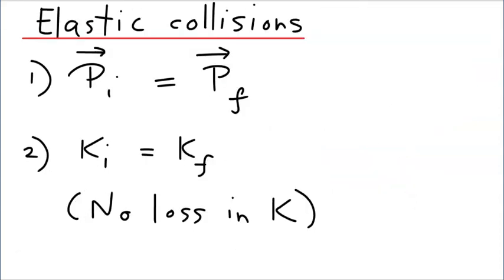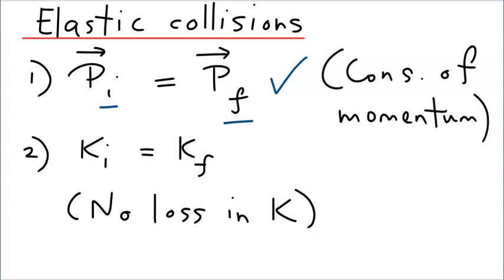The definition of elastic collisions is as follows. Elastic collisions are collisions for which the momentum is conserved. That is, the momentum of the system before the collision is the same as the momentum of the system after the collision. So, conservation of momentum applies.